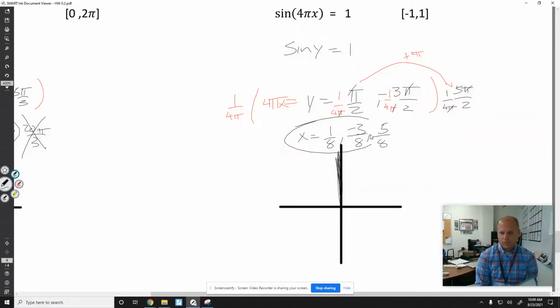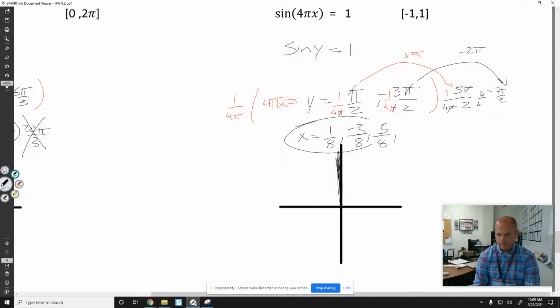5/8. Oh, that's between -1 and 1. I probably need to keep going in the negative direction. I'm not going to add 2 pi to -3 pi over 2. I'm going to subtract 2 pi. So -3, -4, -5, -6, -7 pi over 2, or add -4 pi over 2 to -3 pi over 2, -7 pi over 2. Oh my goodness, look at that.